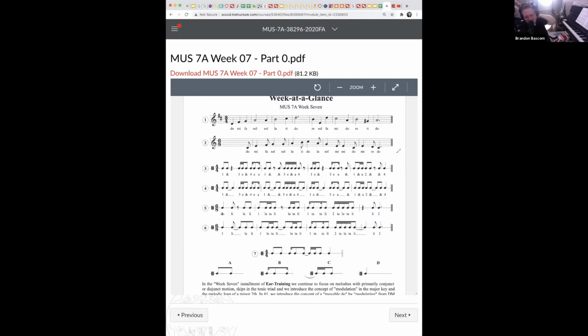Number 4. What can you tell me about number 4? There's some ties. It's a fancy affair. Anything else you notice? It's basically the same exact example, but with ties instead of rests. Sneaky. You ready? 1, 2, ready, let's go.